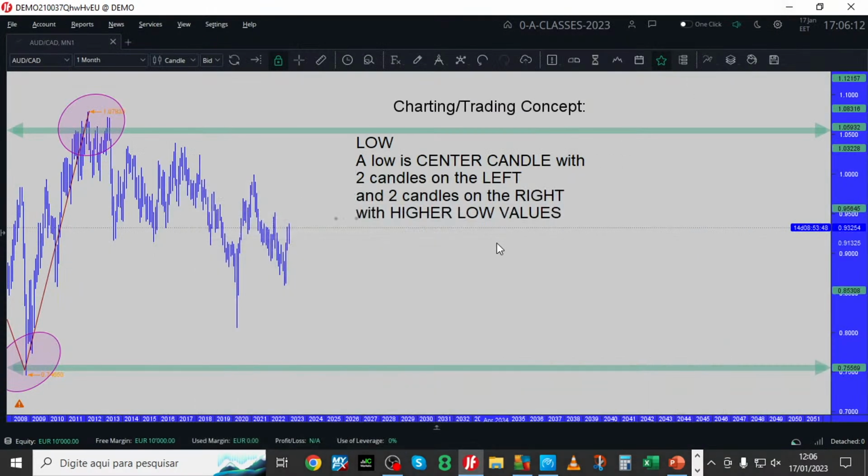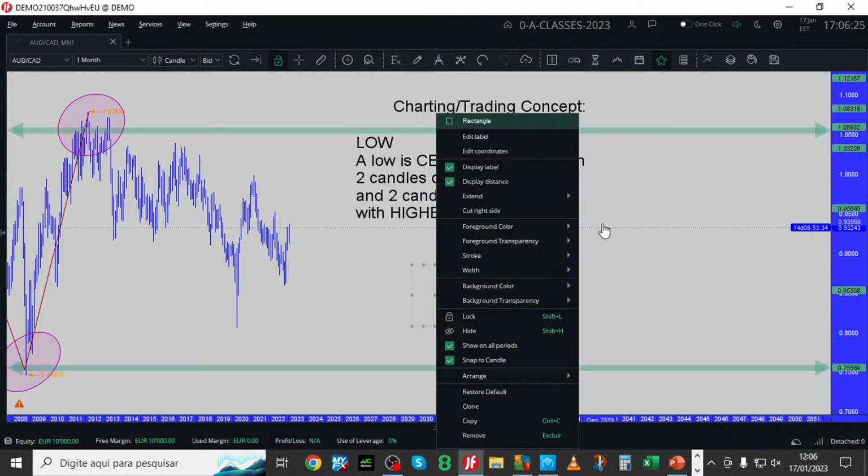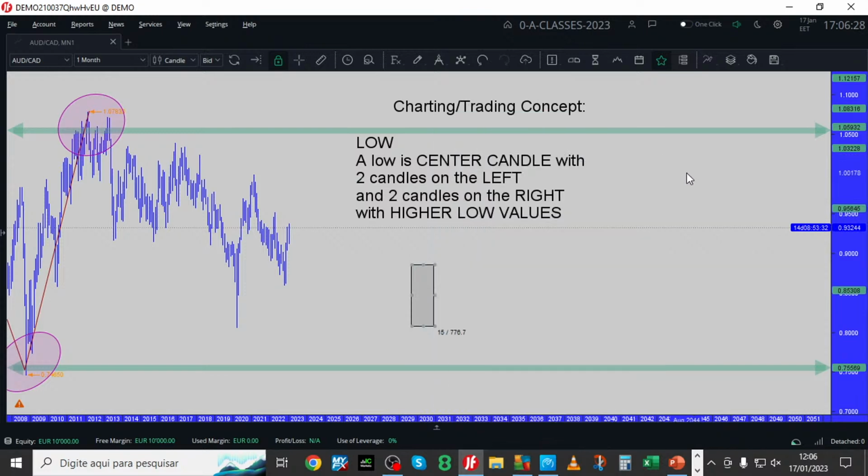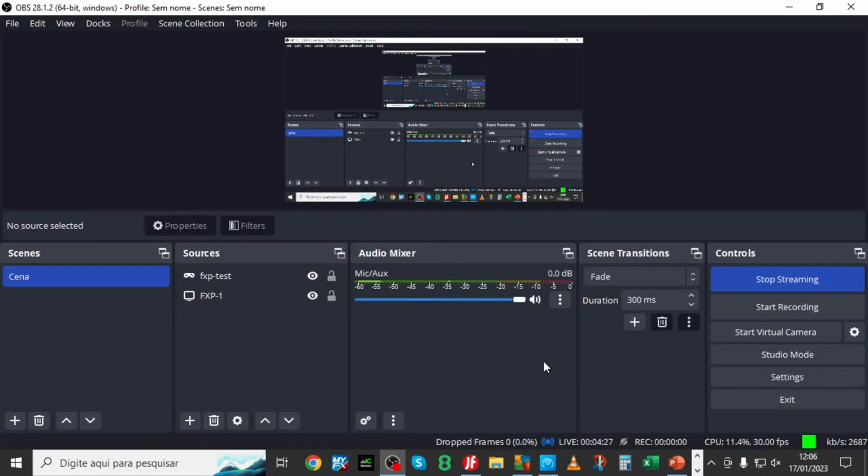Okay. So a low is a center candle with two candles on the left and two candles on the right with higher low values, everybody. So if this is a candle on the center, so low. Okay, give me a second, everybody. Let's find a different approach.